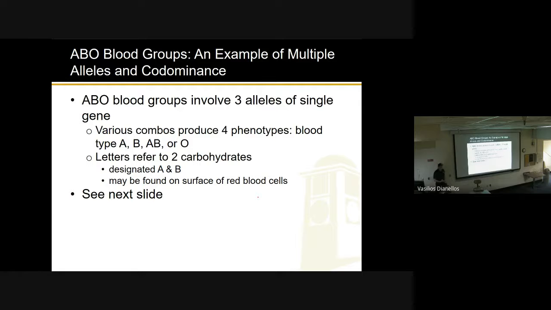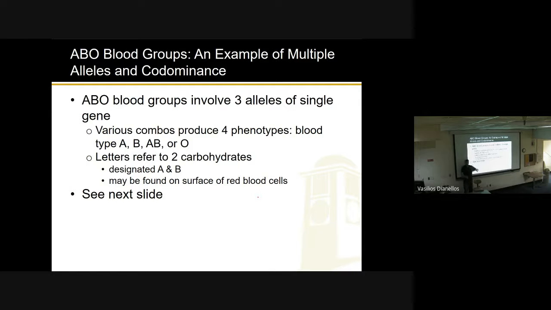What we're talking about, before I even get into it and start showing you pictures, is a carbohydrate. So blood type A means you have the A type carbohydrate on the outside of your blood cells. Blood type B means you have the B type carbohydrate on the outside of your blood cells.